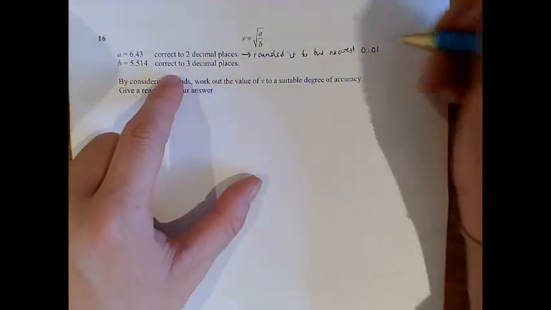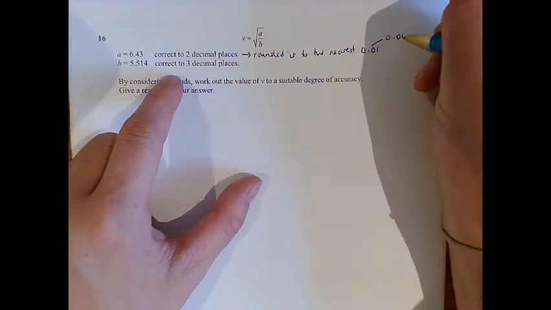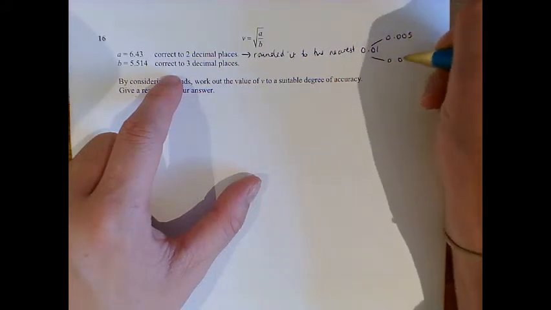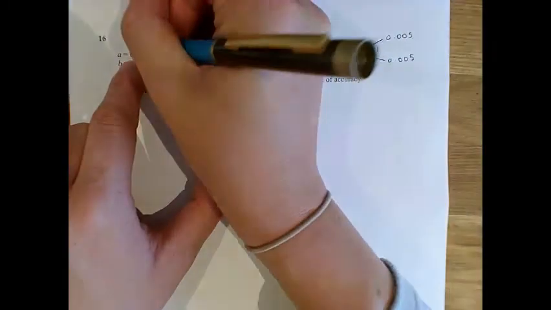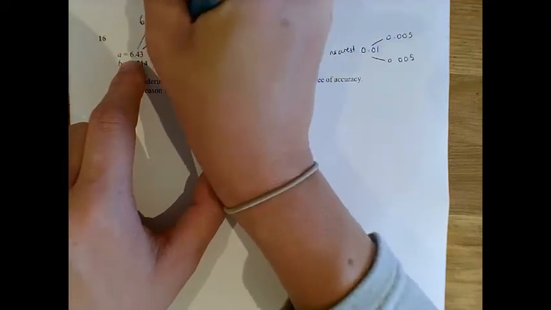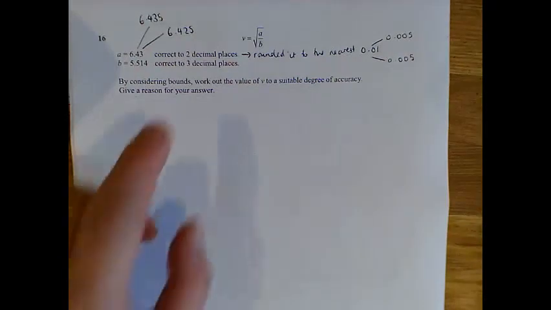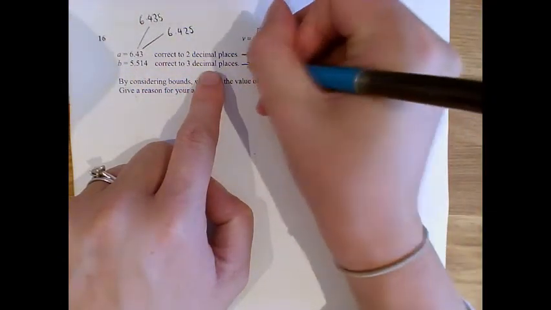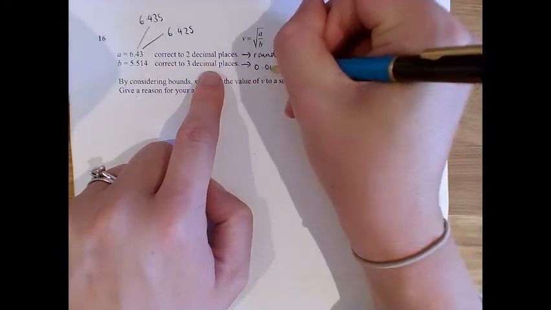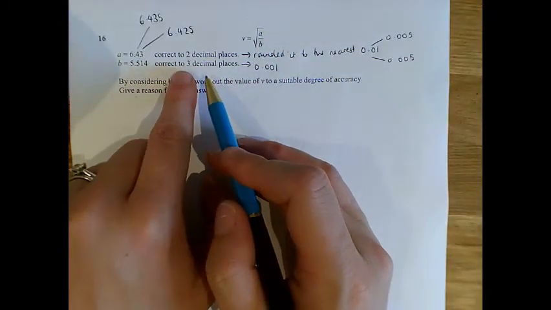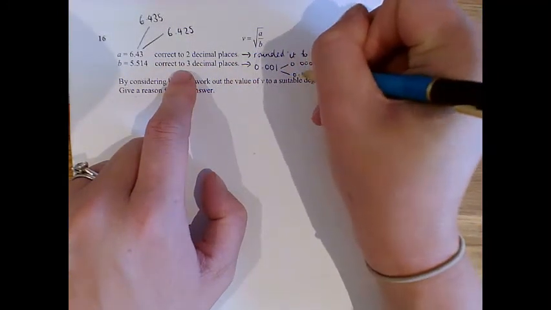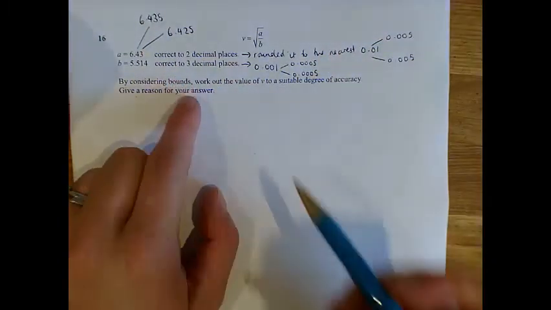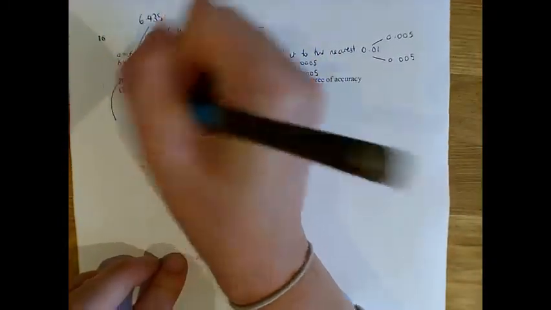We half that number, so 0.005 above and 0.005 below is the highest and lowest the number could have been beforehand. So that means that A could have been 6.435 or 6.425. They're my 2 options. With the next one, it's been rounded to the nearest 0.001 because it's correct to 3 decimal places. And if we half that, we get 0.0005 above and 0.0005 below.